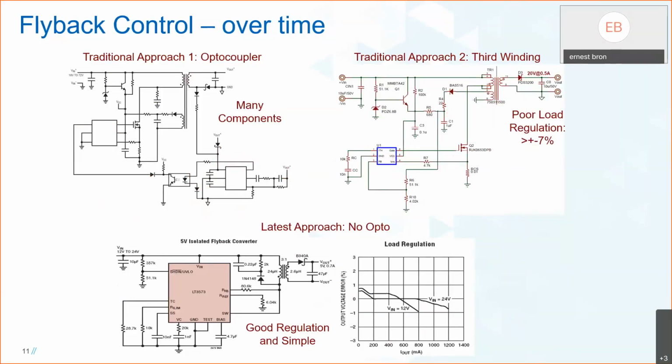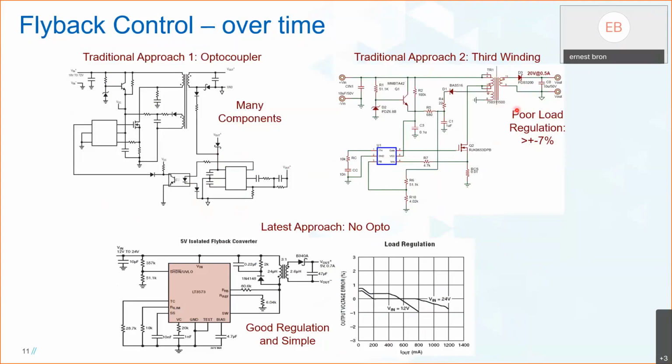So now no more opto and no more secondary side reference. Everything is on the front side. Makes it already a lot simpler, a lot potentially lower cost. But it does have a side effect of load regulation is not that great. So as you start varying the load on the output current, the output voltage will vary quite a bit, typically about plus minus 7%, which may or may not be a problem.